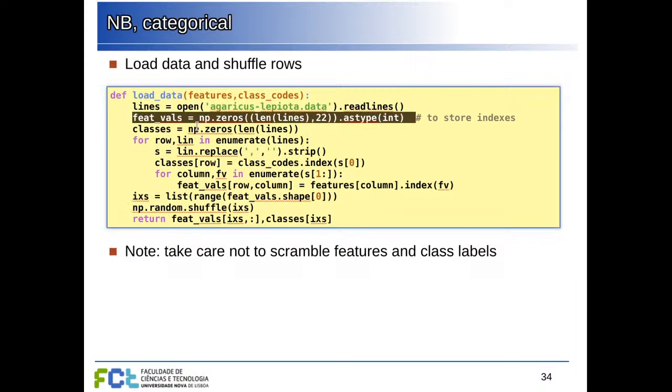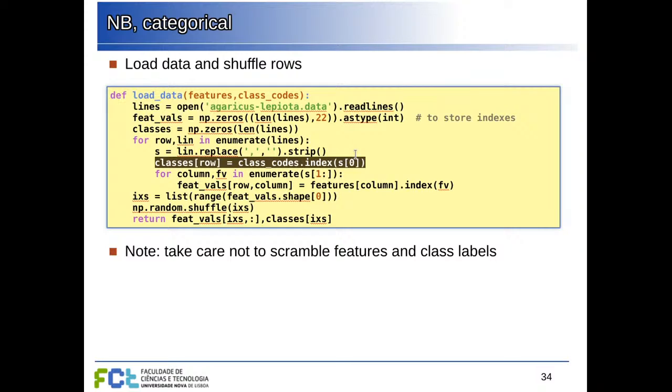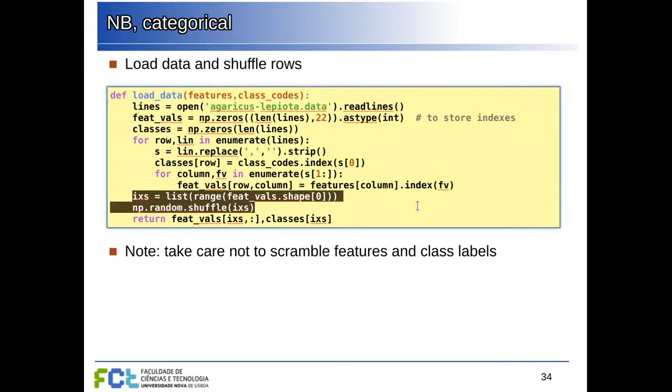And we're going to do the same thing for the classes. So we're going to also add the classes here. And we have basically one matrix with the features, which has 22 columns for the 22 features, and one vector with the classes, where we say either poisonous or edible. So we put the index there for poisonous or edible. And now we're going to shuffle everything.